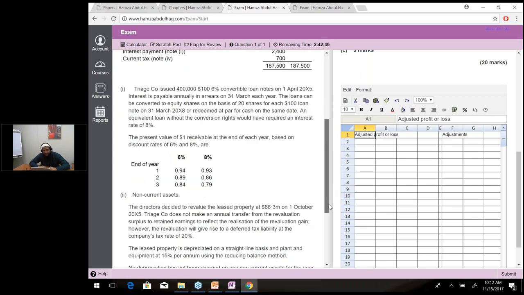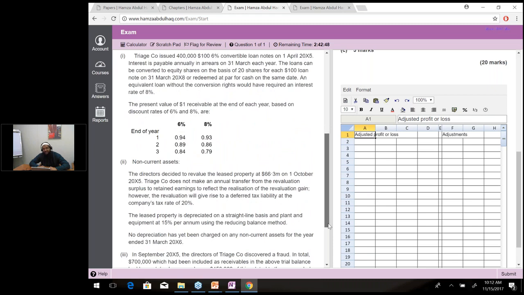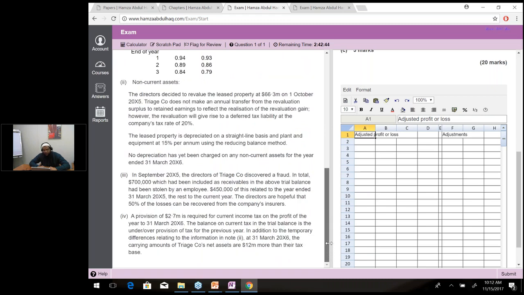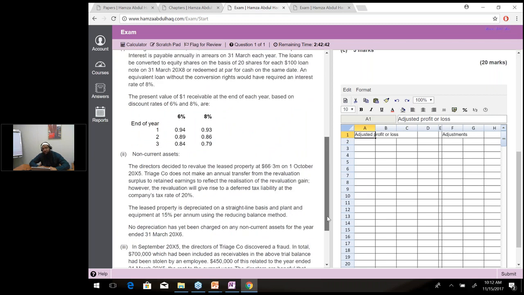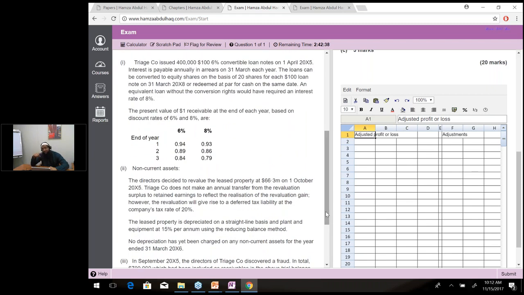And if I look down towards the adjustments, I can find 4 different adjustments in the question. So normally in a final accounts question of 20 marks, you are going to find 4 adjustments. But previously, when the final accounts question used to be of 25 marks, at that point of time, there were 5 adjustments. So now you should expect 4 adjustments in the exam. So I'm starting from adjustment number 1, where the question says that Triage company issued $400,000, $100, 6% convertible loan notes on 1st April 20x5.